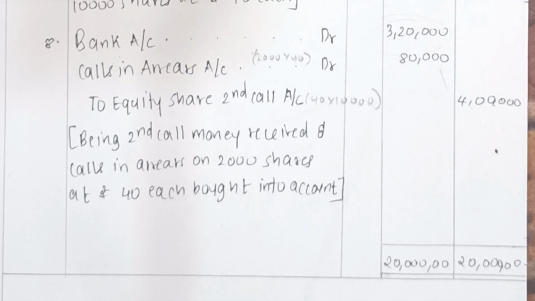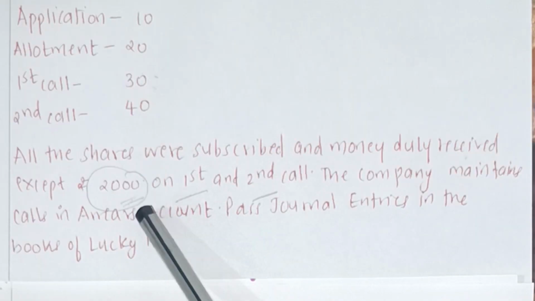Why will it include calls in arrears account? Because here it's mentioned that all the money was received except rupees 2,000. Whenever you find anything like this in the question paper, that is, all money was received except so and so amount, then you have to understand that the amount that you have not received is the calls in arrears, and therefore you have to record it in the journal. So this is how you are supposed to solve calls in arrears.